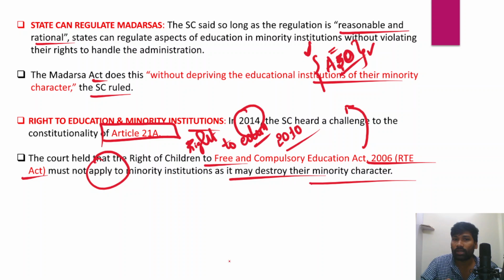Therefore, the Supreme Court has clearly held that minority educational institutions, particularly madrasas, never violated the Right to Education of Children, Article 21A. So that's how the Supreme Court has taken a different interpretation from the earlier judgment of the Allahabad High Court on the Uttar Pradesh Madrasa Act. So I hope you have understood this article.